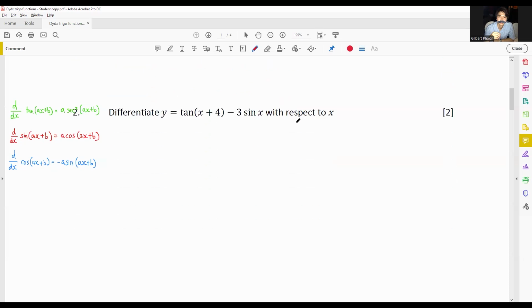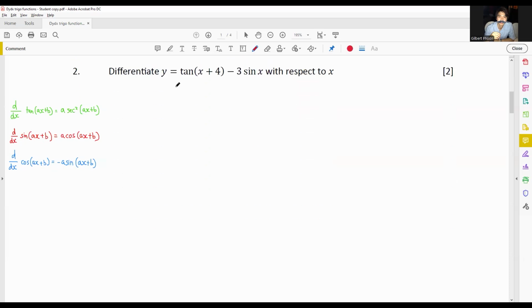Looking at your next example over here, differentiate y equals tangent x plus 4 minus 3 sine x. So in this question, we have two trigonometric functions, tangent and sine. Differentiating for tangent, you would have gotten secant square. Again, repeat whatever is inside the bracket. Then differentiate what's inside the bracket is just 1, so we will not write down the number there.